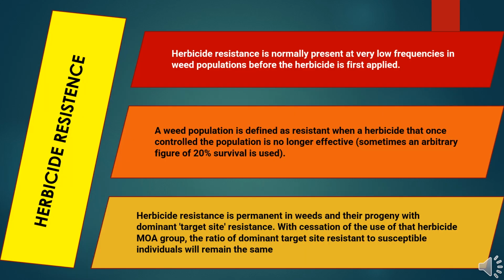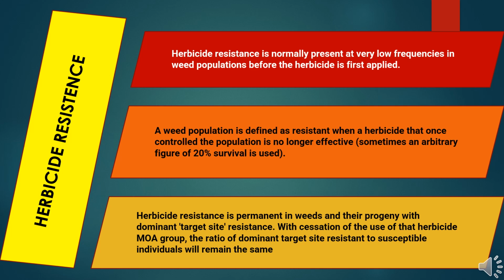Here to study herbicide resistance in detail. Herbicide resistance is normally present at very low frequencies in weed populations before the herbicide is first applied. Variation exists within every population, with some individuals having the ability to survive the herbicide application. A weed population is defined as resistant when a herbicide that once controlled the population is no longer effective, or sometimes an arbitrary figure of 20% survival is used.